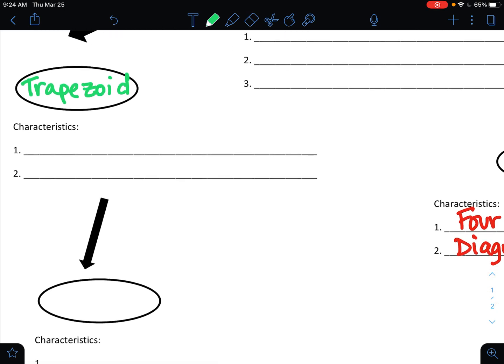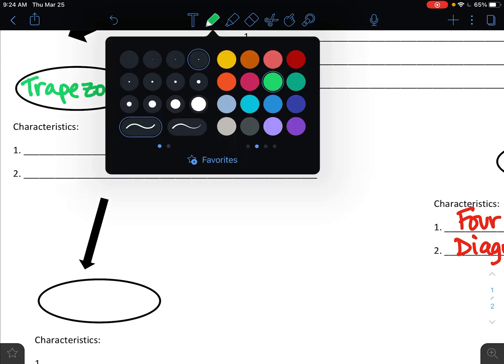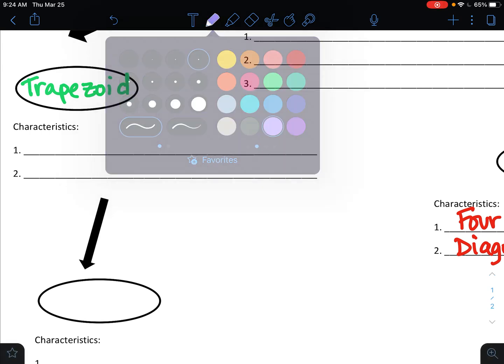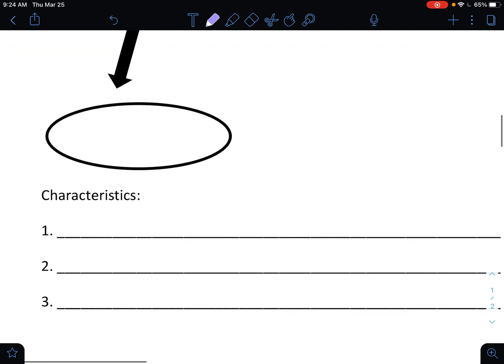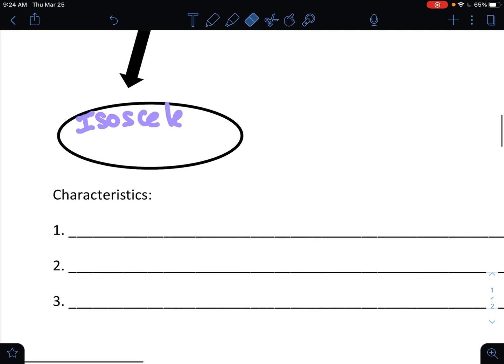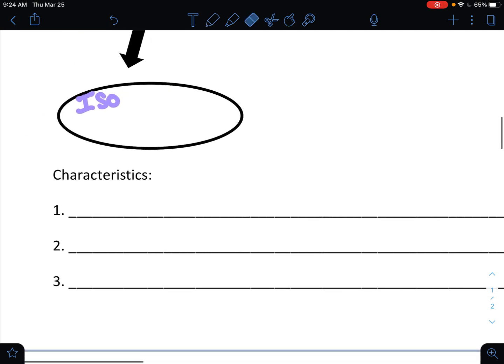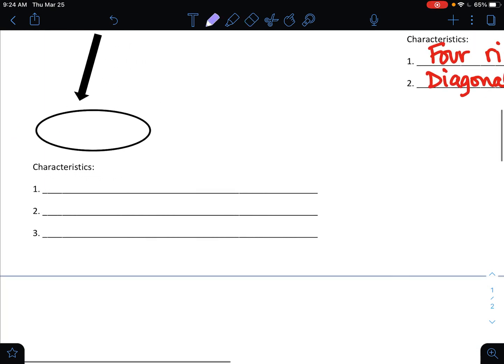And then underneath trapezoid is a more specific type of trapezoid. That's going to be our isosceles trapezoid. Okay, this is going to be isosceles trapezoid. Let me zoom out here. That's going to be a little bit hard to read. All right, may not be able to fit it all in the bubble. Isosceles trapezoid.